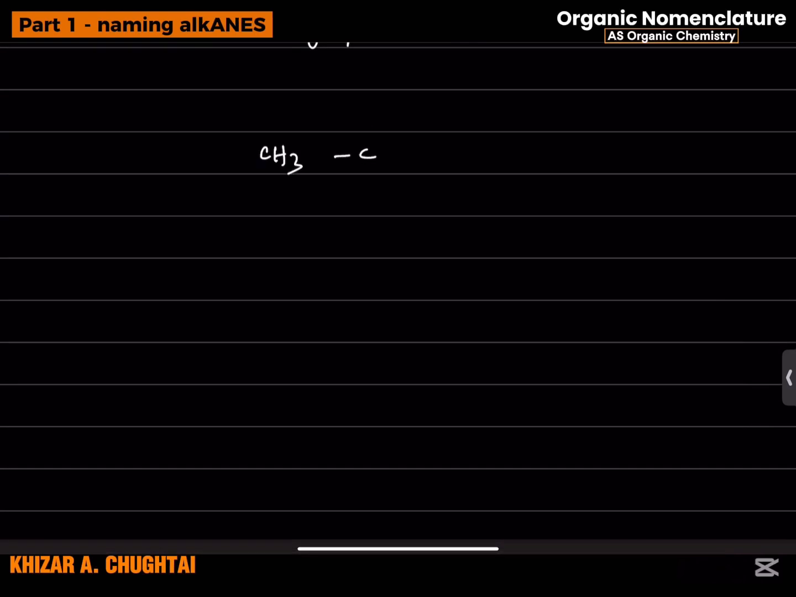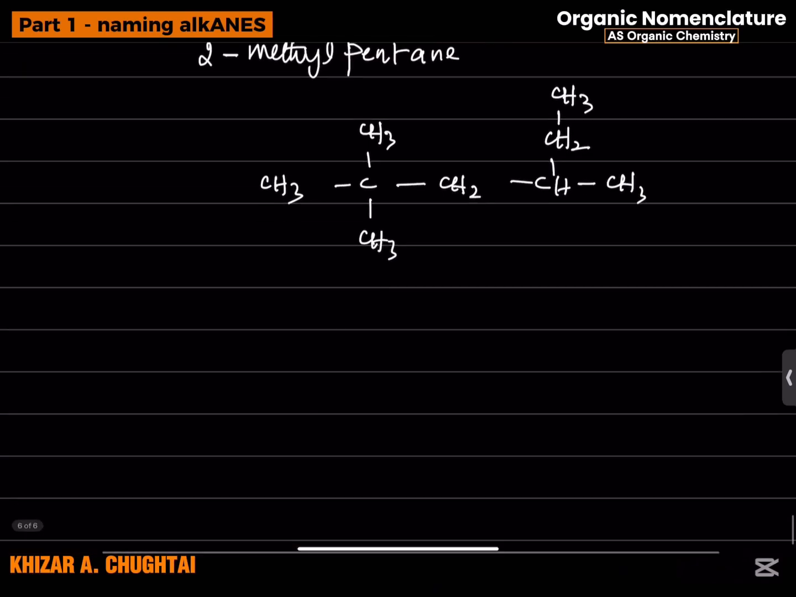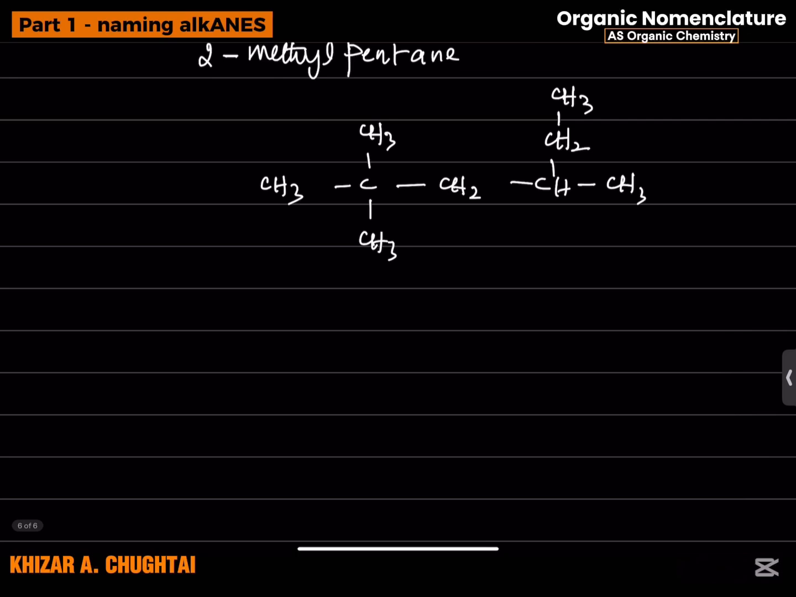CH3, CH3 and CH3, CH2, CH, CH3, CH2, CH3 and CH2, CH3. This is the compound and you are supposed to write its name. Again, it's a simple alkane.